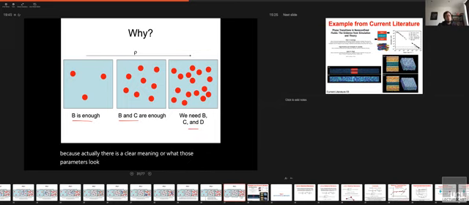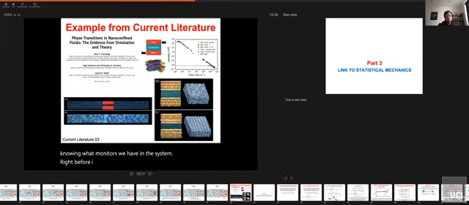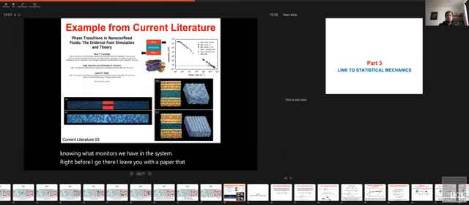And what we will see soon is that statistical mechanics tells us how we can get those parameters from knowing what molecules we have in the system. Right, before I go there, I leave you with a paper that is in the current literature. This is a paper from a number of years ago from Peter Cummings and his group. And Peter was my postdoctoral supervisor when I was at Vanderbilt University. And so I worked with him for a couple of years or even more.